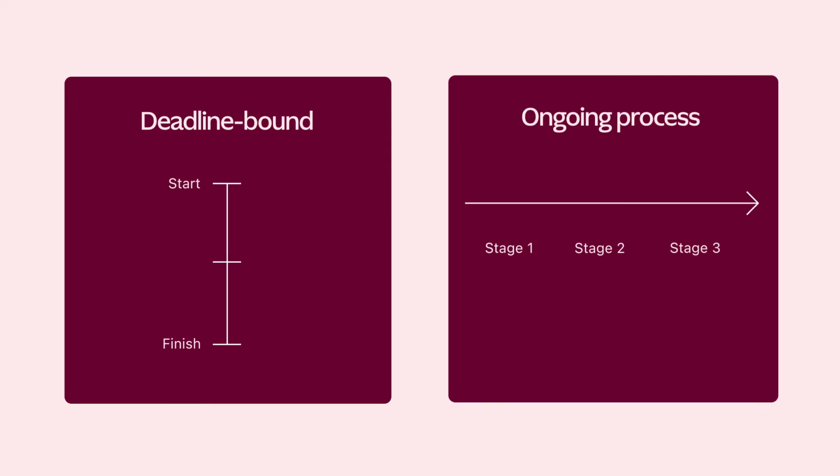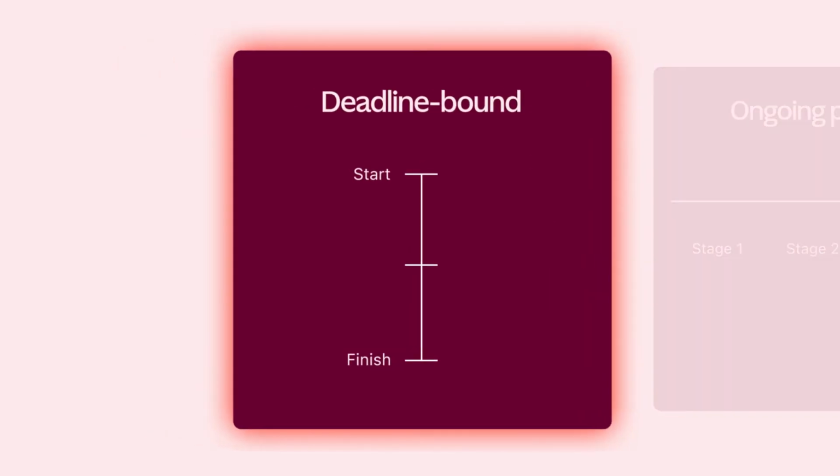There are two types of workflows: deadline-bound and ongoing process. Deadline-bound workflows involve a series of tasks that must be completed in sequential order to produce a particular outcome. They have a clear beginning, middle, and end. Deadline-bound workflows, like a marketing campaign, end when all the tasks have been completed.